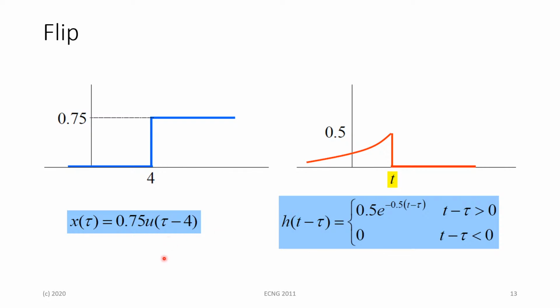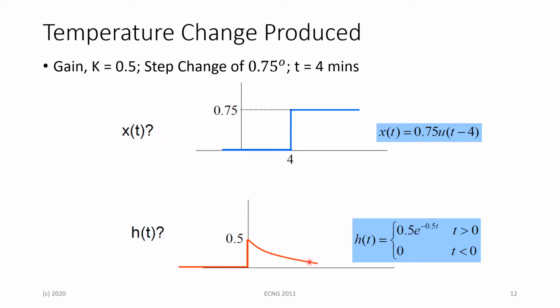As we saw from the convolution integral equation, we require our signals to be x of tau and h of t minus tau. So, x of t transformed to x of tau, we just replace the variable t with tau. It becomes x of tau equals 0.75 u of tau minus 4. For h of t minus tau, that means we have to flip the entire signal after we make it h of tau to h of minus tau, and then add our t variable accordingly.